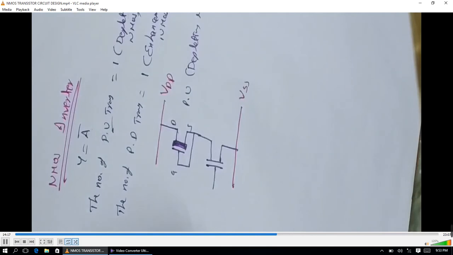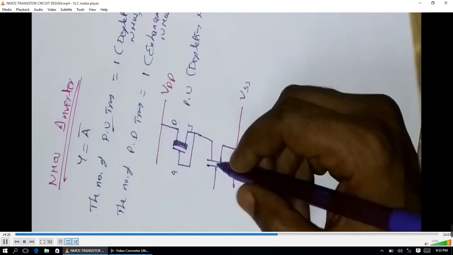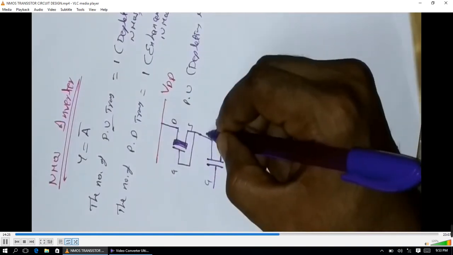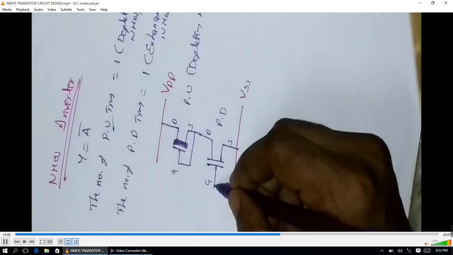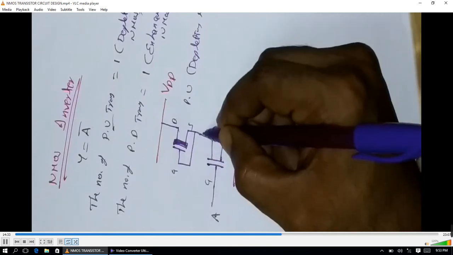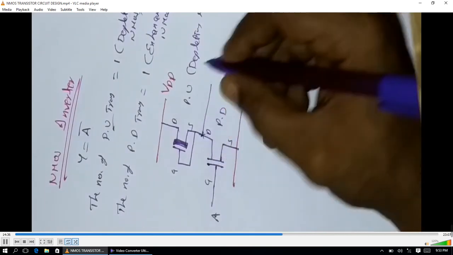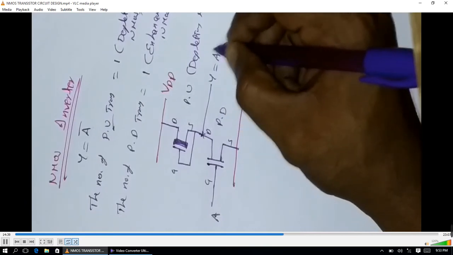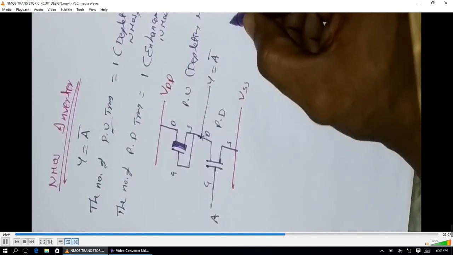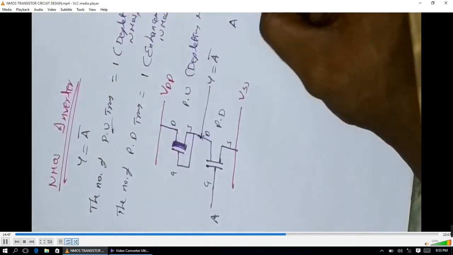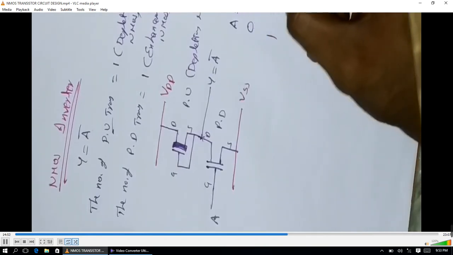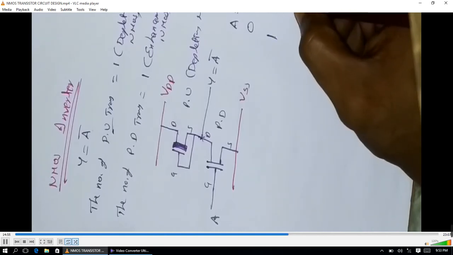As discussed previously, the input should be given to the pull-down transistor only, at the gate, with drain and source, and the output should be obtained in between the pull-up and pull-down transistor, that is Y equals A bar. Now we know the truth table: input A and output Y equals A bar. When we give input 0, the output should be 1, and if we give input 1, the output should be 0.